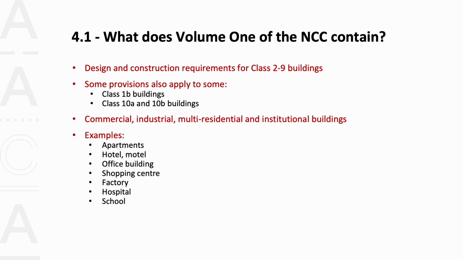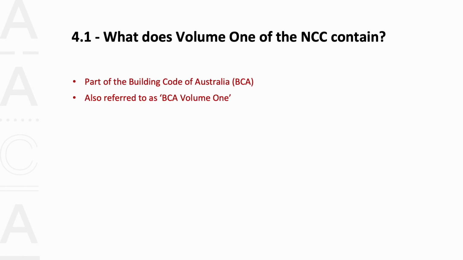So what does Volume 1 of the NCC contain? Volume 1 is on requirements for multi-residential, commercial, industrial and public institutional buildings. The provisions within NCC Volume 1 that apply to Class 1 and 10 buildings generally relate to access for people with a disability. Volume 1 of the NCC is sometimes referred to as BCA Volume 1, as we discussed earlier, and sits as a set within the three NCC documents alongside Volume 2 and the Plumbing Code of Australia, or PCA.